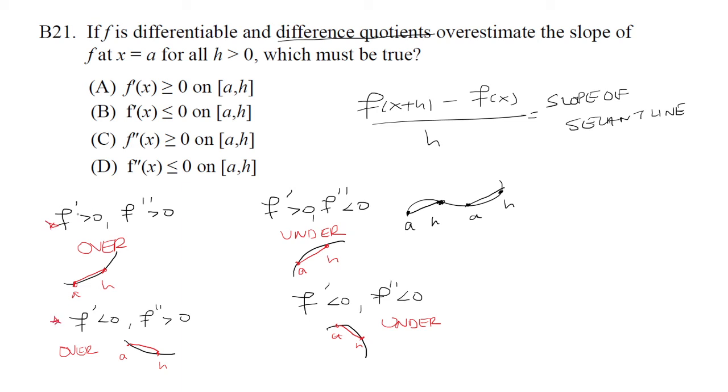We know that the derivative is positive or negative, so it looks like the derivative doesn't matter, but the second derivative is positive. And this is the key here. I don't care if my first derivative is positive or negative. As long as my second derivative is positive, I'm going to get an overestimate. So just by looking at the answer choices, the correct answer is C.